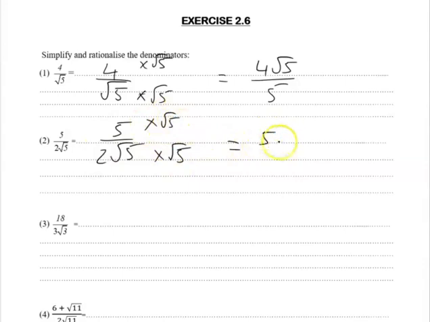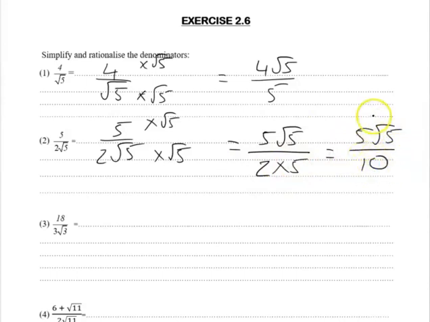So we're going to get 5 root 5 over 2 times 5, and that's going to give us 5 root 5 over 10. Now in this case we have 5 and 10. These two integers are both multiples of 5, so we can divide them both by 5. So 5 becomes 1, 10 becomes 2. Now simplify the fraction and we get root 5 over 2.